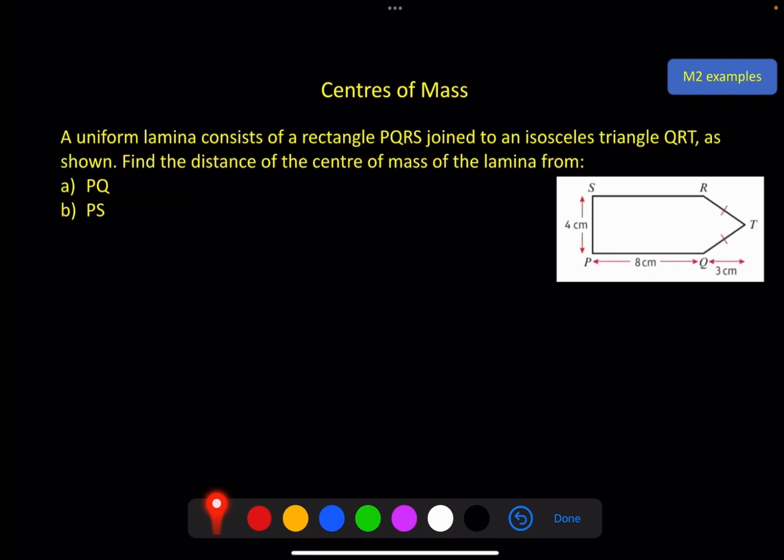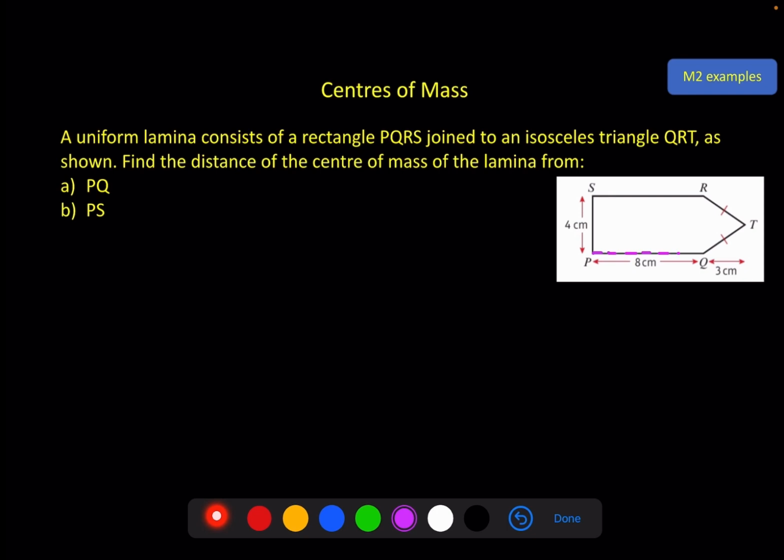Our first example, a uniform lamina consists of a rectangle, PQRS, joined to an isosceles triangle, QRT, as shown. Here it is. Find the distance of the center of mass of the lamina from PQ and from PS. So they're not using a coordinate grid, but I will use a coordinate grid to do most of the working out, and then I'll come back at the end and write it in terms of distance from these edges.